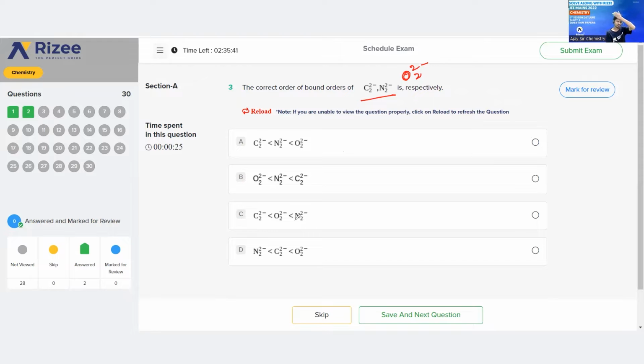This is a bond order based question, asked from chemical bonding, and a very simple question. I have one beautiful trick to find bond order. If you don't know it, please wait. MSET students can also do this question.